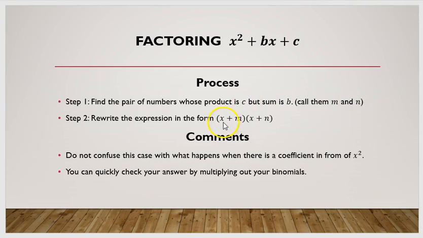You just write the factored form as x plus m and x plus n. Again, the order in this case doesn't particularly matter. Just be careful with the plus or minus signs to make sure things multiply and add correctly to the given numbers. Please do not confuse this with what happens when there's a coefficient in front of x squared. That's the next technique we'll look at. And don't forget that you can check your answer by just FOILing this back out to make sure your answers work the way you expected.